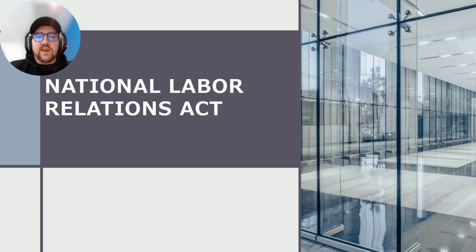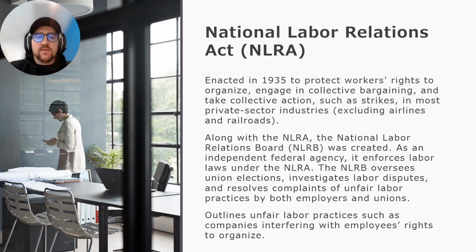Now let's take a quick look at the National Labor Relations Act, or NLRA. The National Labor Relations Act was enacted in 1935 and protects workers' rights to organize, engage in collective bargaining, and take action in most private sectors. With the NLRA, the National Labor Relations Board, or NLRB, was created. This independent federal agency enforces laws under the NLRA and resolves complaints of unfair labor practices brought forth by companies or labor unions. The NLRA also outlines some of the practices that would be considered unfair.